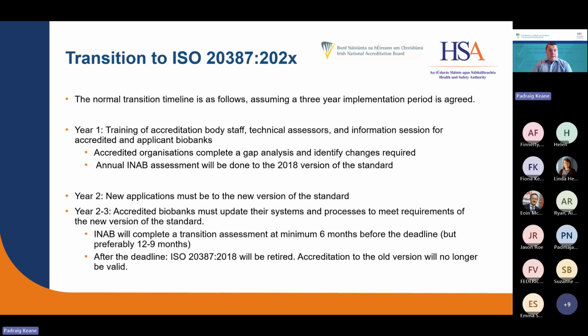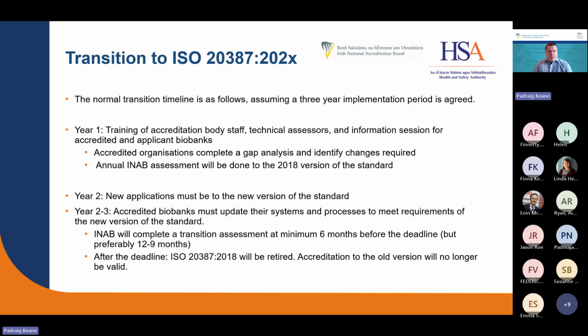The normal transition timeline is as follows, and this is assuming a 3-year implementation period is agreed. There can be a little bit of uncertainty around that, but it is normally 3 years. In year 1, we organise training of the accreditation body staff, training of our own technical assessors, and an information session for accredited and applicant biobanks. We expect our accredited organisations to complete a gap analysis and identify the changes required. And then the annual INAB assessment will be done to the 2018 version of the standard.